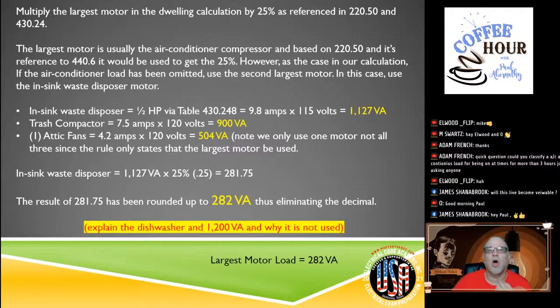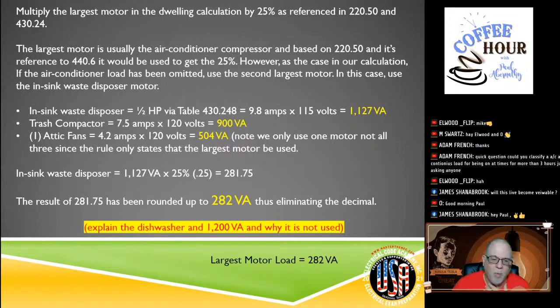Now remember, we're only trying to capture what? 25%. So we take the largest motor and multiply it by 25%, or 0.25 if you're me and you like to break that down into actual decimals. Then that gives me 281.75. Remember, 220.5(B) says 0.5 and greater, round up. So I'm going to round up to 282. That is my contribution.